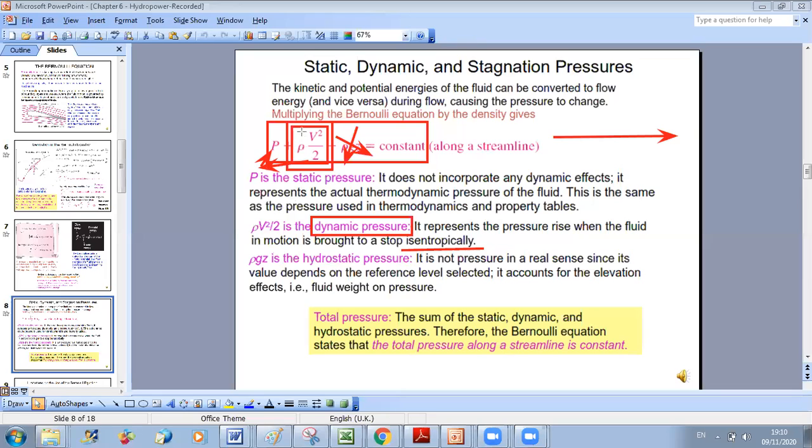Okay, and we have a term called stagnation pressure. The stagnation pressure represents the pressure of my flow when it stops. So the stagnation pressure will be equal to the static pressure, P static, plus the dynamic pressure, which is rho V squared over 2.